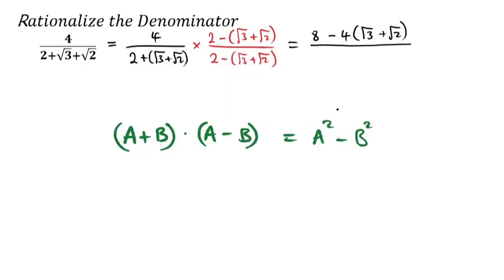So a squared minus b squared will look something like this. In this case, our a is being represented by 2. So we'll say 2 squared minus, what is our b squared? Our b squared is root 3 plus root 2 squared. Okay.